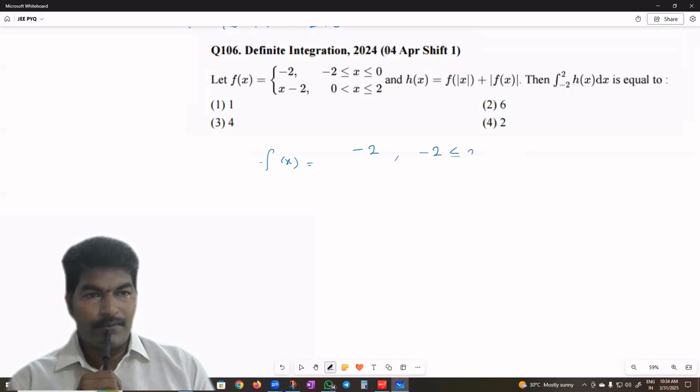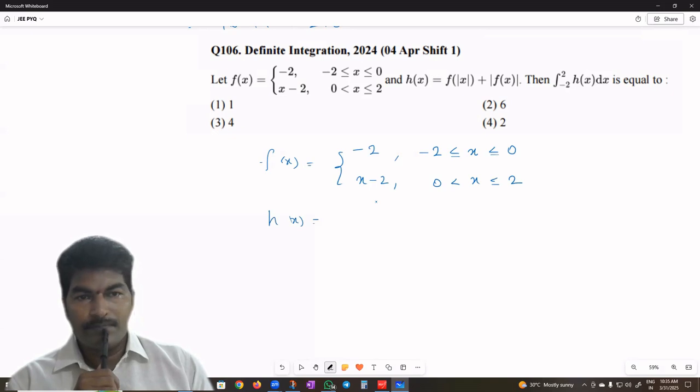Minus 2 less than or equal to x less than or equal to 0. And f of x is x minus 2 when 0 less than x less than or equal to 2. And h of x they defined as f of mod x plus modulus f of x.